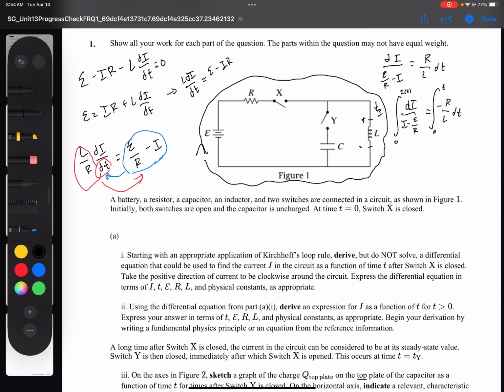Okay? And then when I perform the integral, I end up with ln I, or ln of I minus epsilon over R. So my upper bound is going to be I sub t.